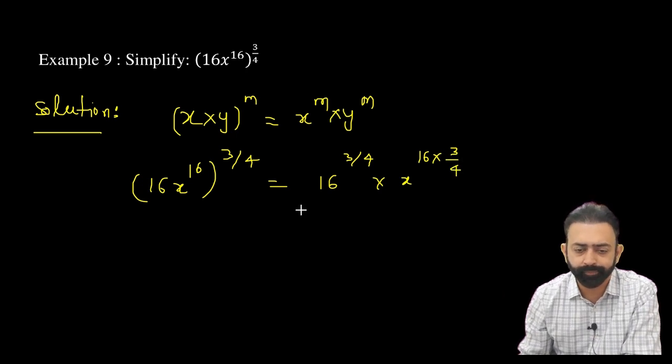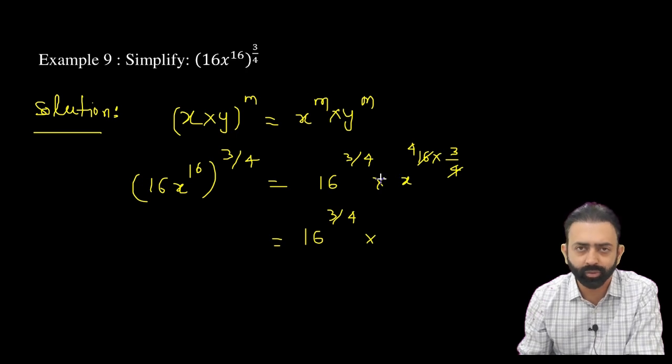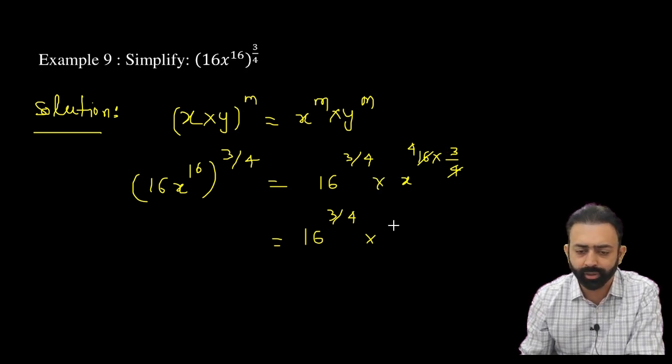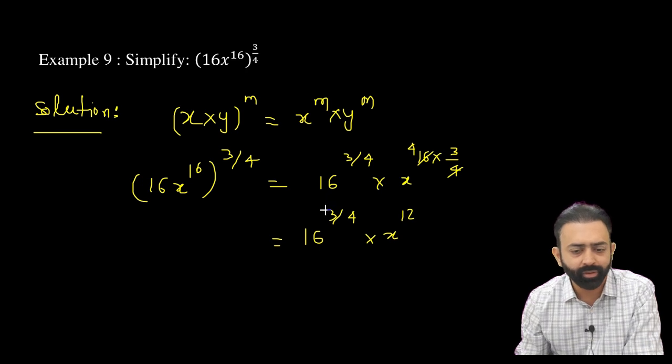So far so good. Now this is 16 raised to power 3 by 4. We will deal with it later. Let us simplify this, because this 4 gets cancelled with this 16. It goes 4 times. So 4 into 3, 12. So the second part is done, that it is x raised to power 12. Now we need to deal with 16 raised to power 3 by 4.